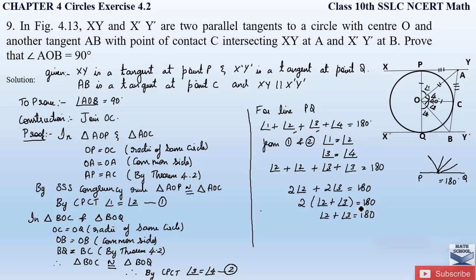Bringing the 2 to the right side, this comes in division format. 2 nines are 18, so we get angle 2 plus angle 3 is equal to 90 degrees, which is nothing but angle AOB, since angle 2 plus angle 3 forms this angle AOB. Therefore, angle AOB is equal to 90 degrees. Hence proved. This is how we prove question number 9.